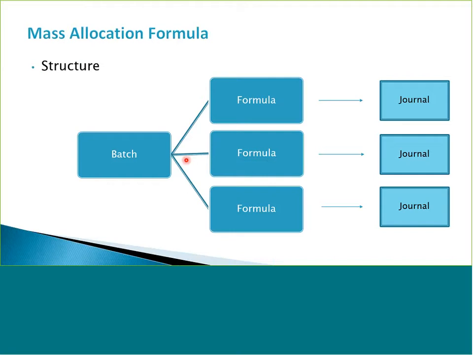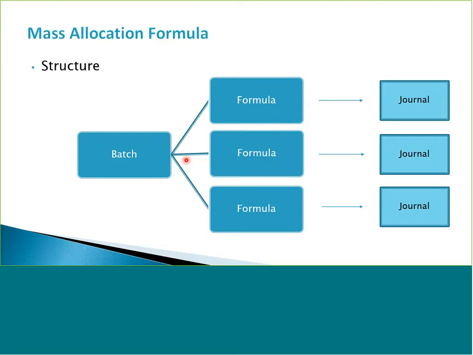Okay, so in the previous lesson we looked at what mass allocation is and what we use it for, and we said that we use it to take revenues or costs from a central pool and redistribute them to different entities, which can be departments, cost centers, or any other entities that we want to do this reallocation among or between.